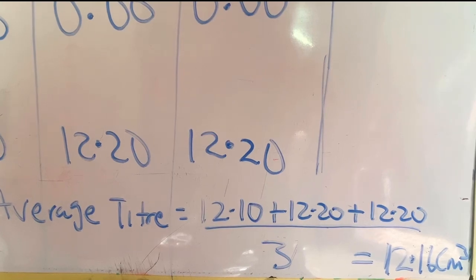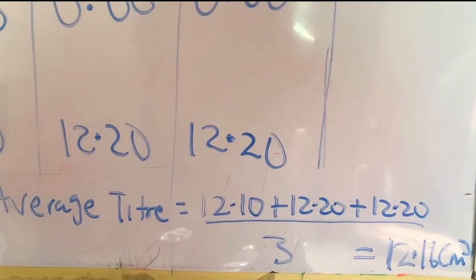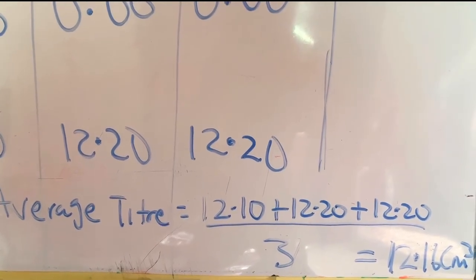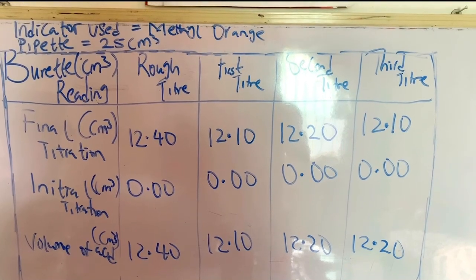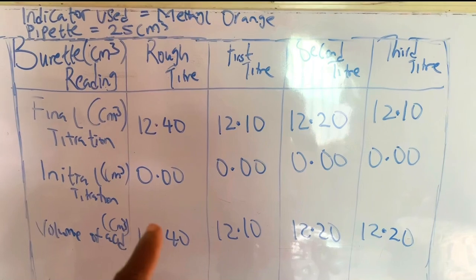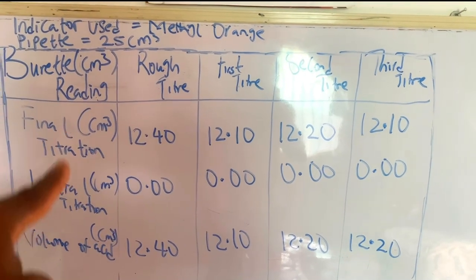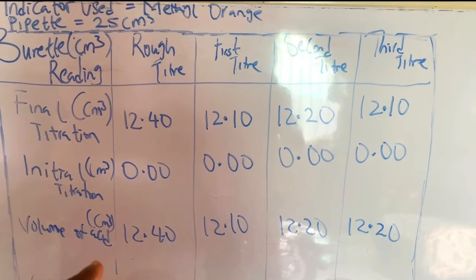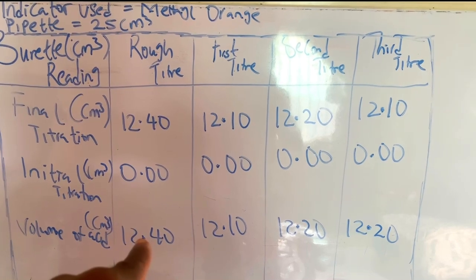You can actually use 2 if you want to. And in that case, if you are using 2 titer values, you are going to divide it by 2. But in my own case, I used 3. So take note of that. It's not a must that you use 3 titration values or volumes of acid used.